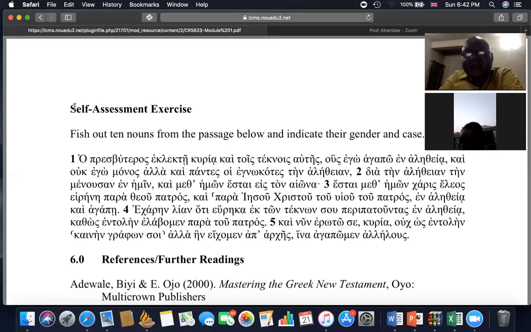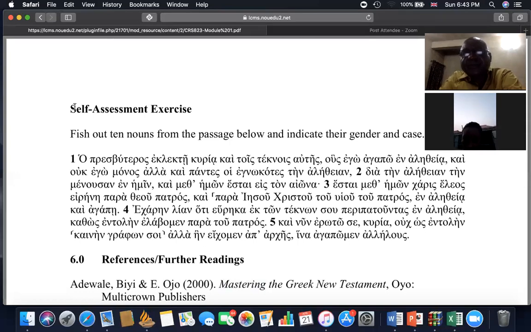The other one is agapē. Is agapē a noun? It is abstract. It is a singular word, and it represents the first person singular, and it is feminine.